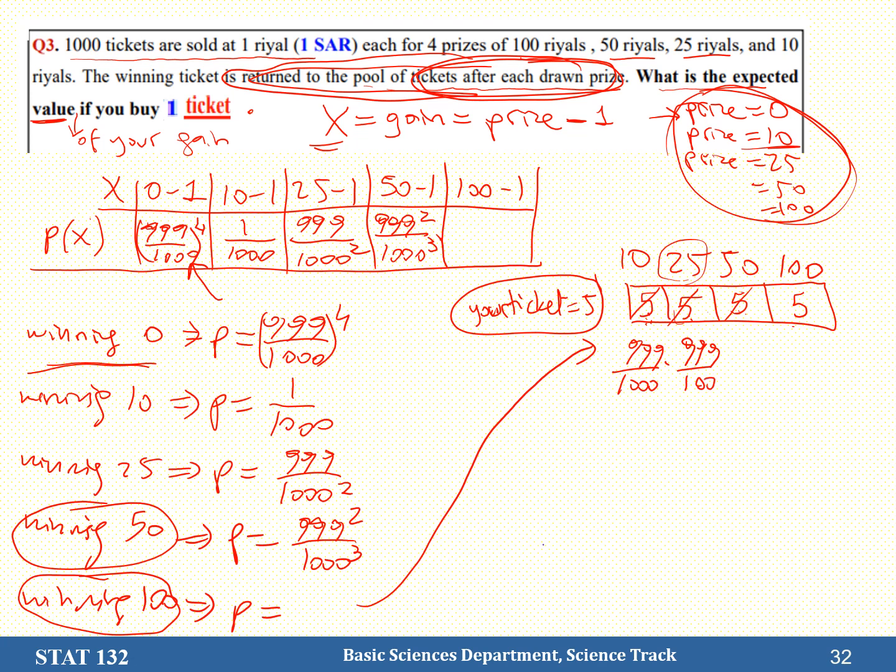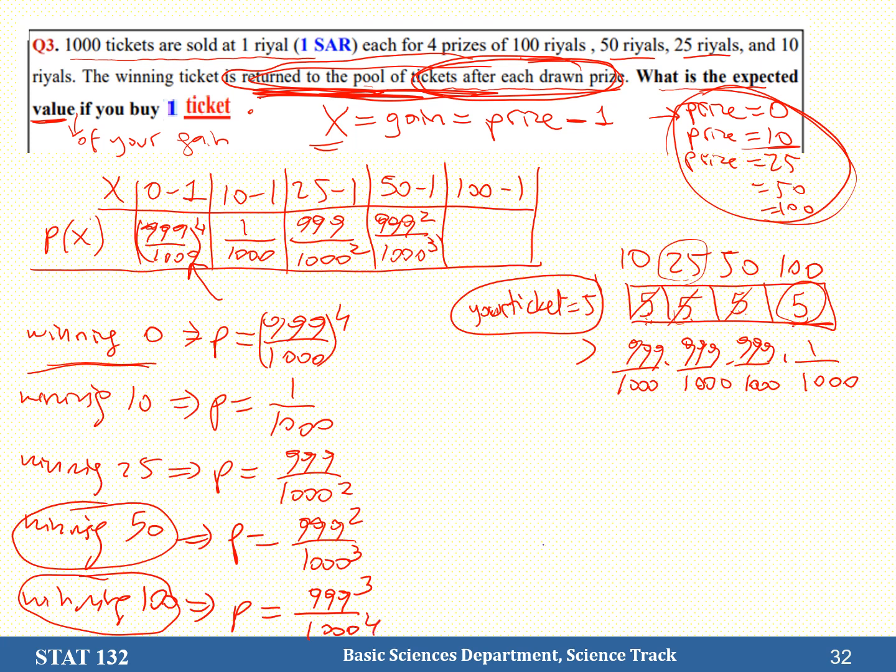999 over 1000. And I remind you, this is independent drawings because of the return, the replacement. It's a draw with replacement for 5. 5 in 1000 is just 1 over 1000. What's the probability of getting 5? It's 1 over 1000. So then the probability here is 999 cubed over 1000 to the fourth. Now this will give you this number here.